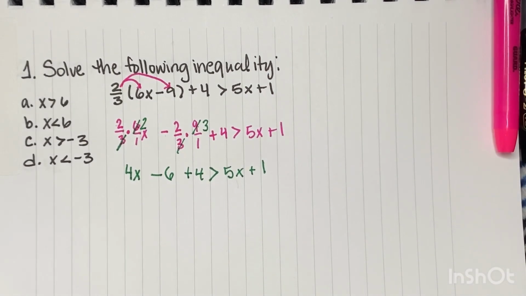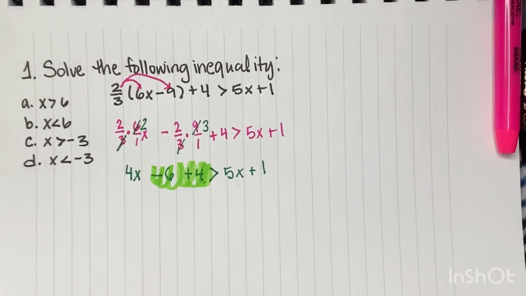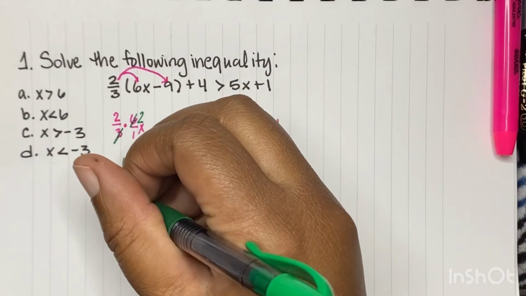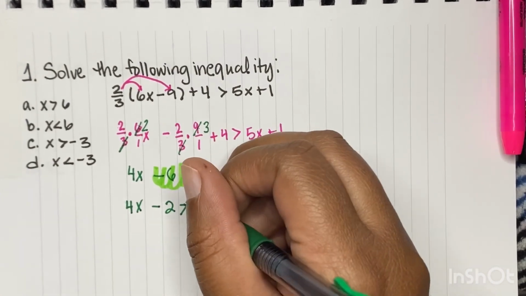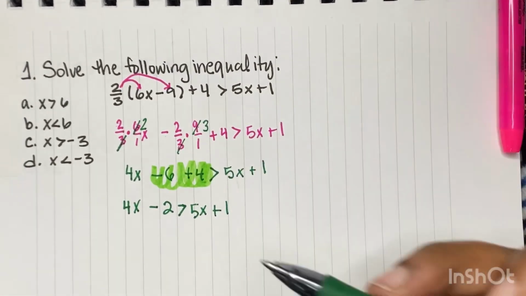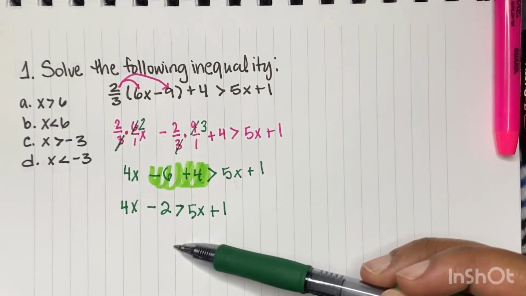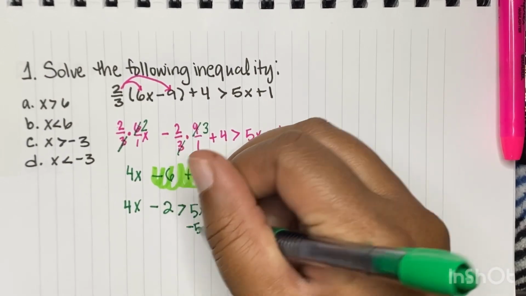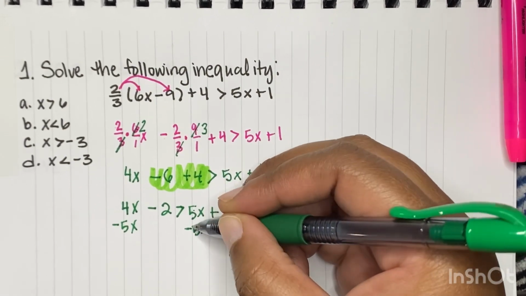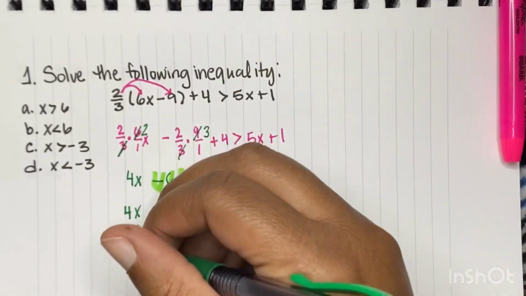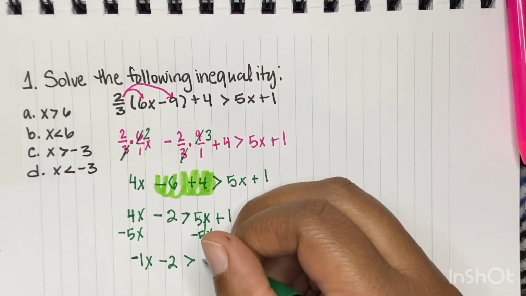Now, we have some like terms here. We have this negative 6 plus 4, so we can combine those. And we have 4x minus 2 is greater than 5x plus 1. See how the x's are on the left side? So we're going to move this 5x over here. We're going to minus 5x to both sides because it is a positive 5x, so we have to do the opposite. So that's minus. 4 minus 5 is negative 1x. Minus 2 is greater than 1.